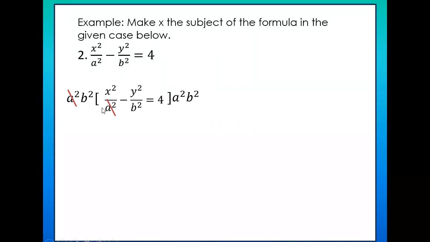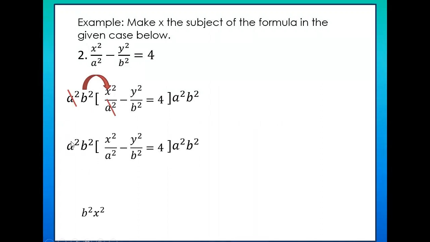So this is just working for this particular part of the equation, x squared over a squared. Now you can go ahead and multiply b squared to x squared. So when you do that, you have b squared x squared here. Now we have to work on multiplying a squared b squared to y squared over b squared, in this case.